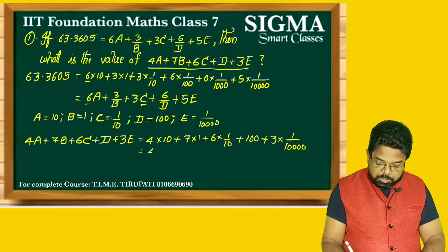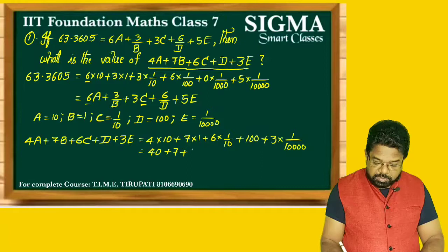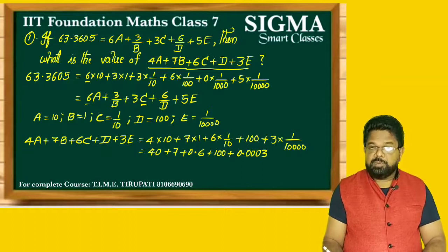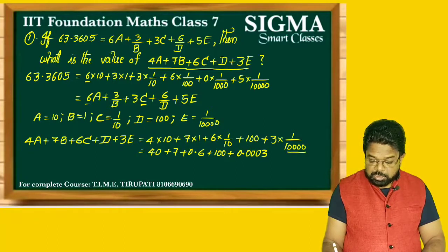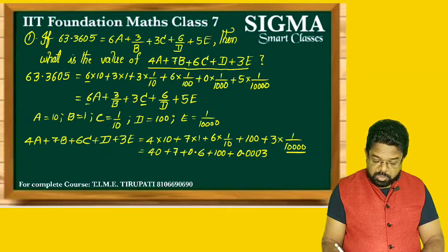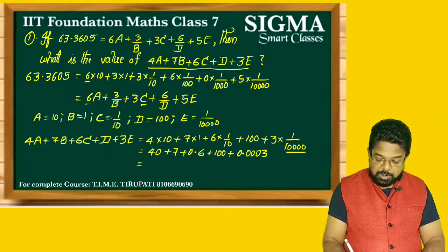So 4 into 10 is how much now? 40, plus 7 into 1 is 7, plus 6 by 10 is 0.6, plus 100, plus 3 by 10,000 is 0.0003. Why? 4 zeros in the denominator means after decimal there must be 4 digits. Now observe the integer part: 40 plus 7 plus 100. How much? 147.